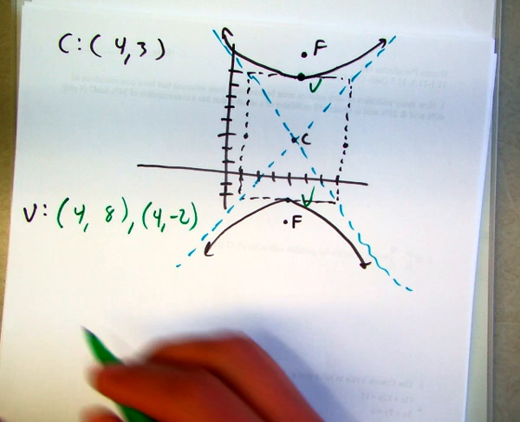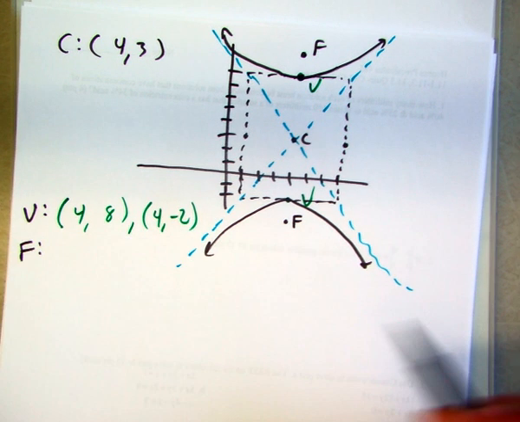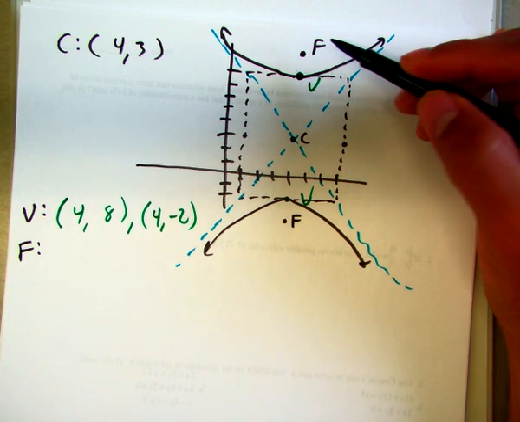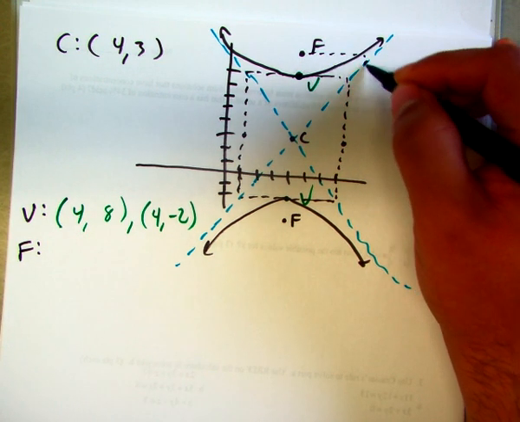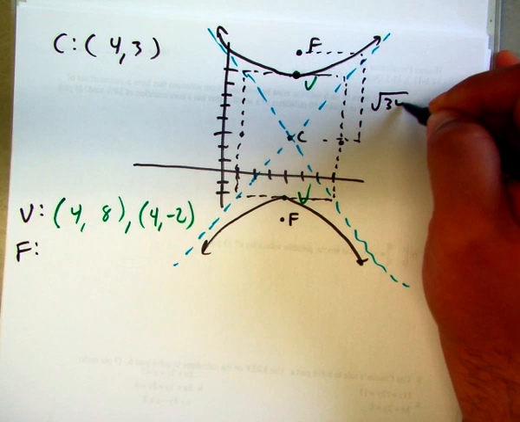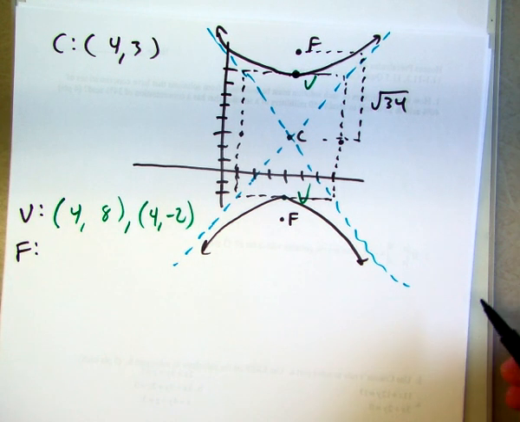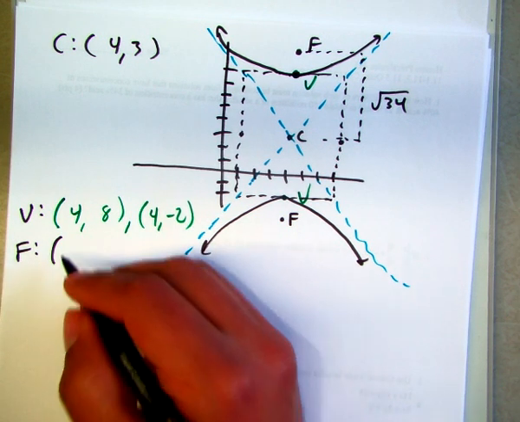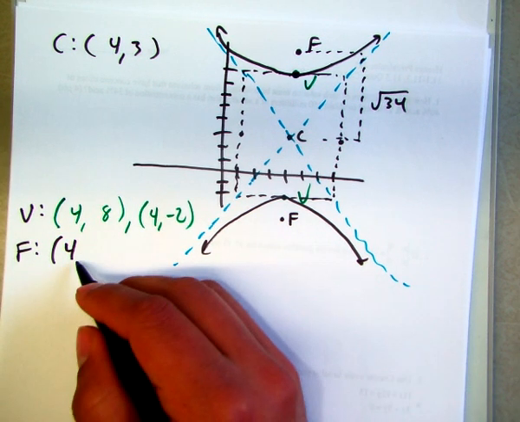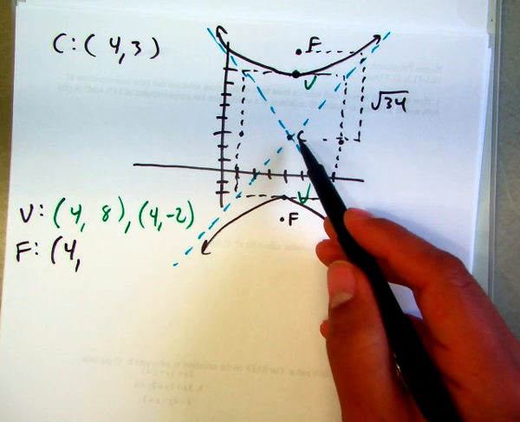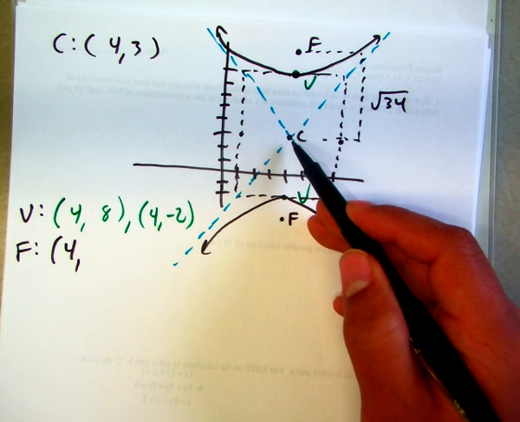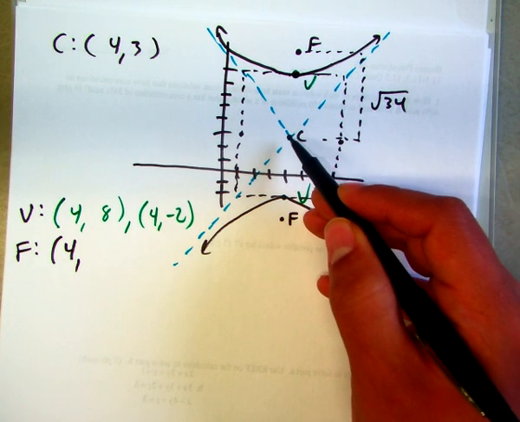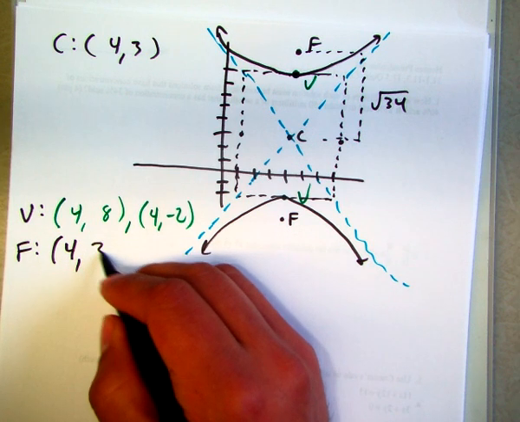Foci. I didn't write the coordinates down, but we've already calculated how far the center is from the focus. That's root 34, your C. So what are the coordinates of the foci? What are the x coordinates? 4, no matter what, either one, x is 4. Now we start at the center and go up root 34 and then down root 34. So what's the y coordinate of the center? 3, and then we go up and down root 34.